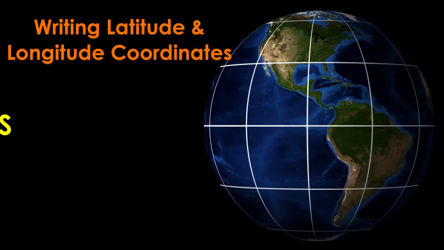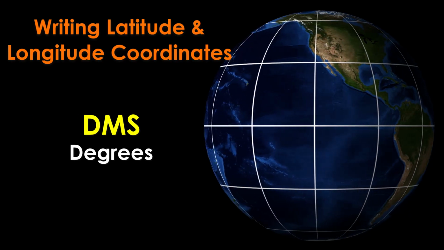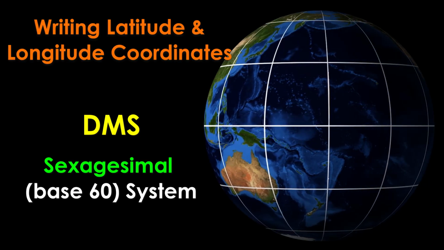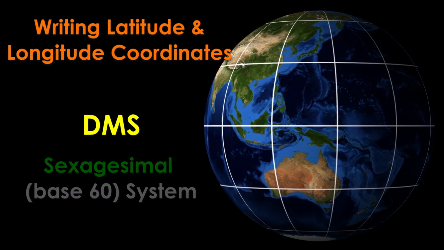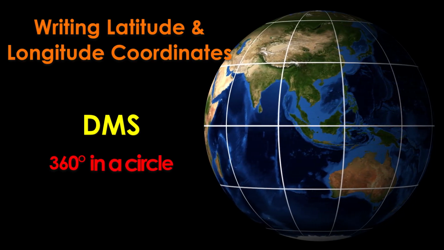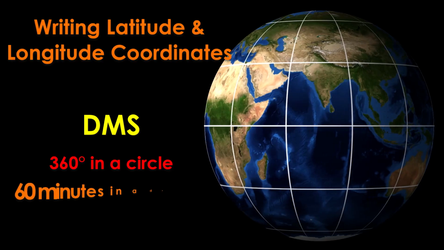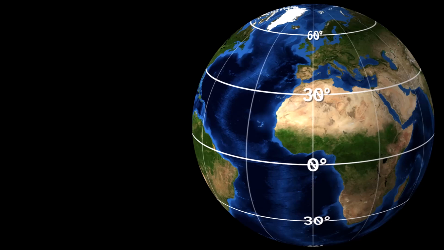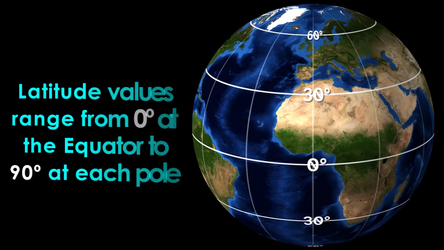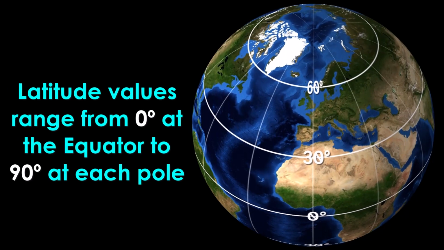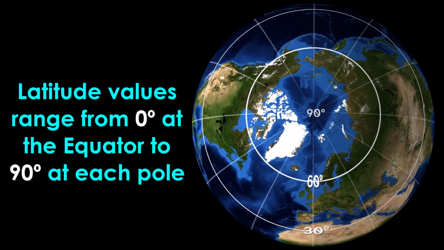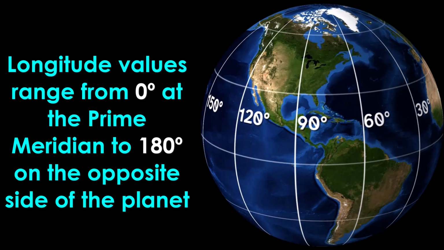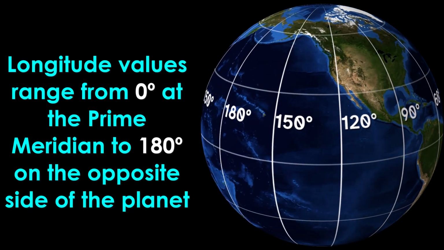The first is DMS, which stands for degrees, minutes, and seconds. DMS is a sexagesimal system, meaning it's based on the number 60. In this system, there are 360 degrees in a circle, 60 minutes in a degree, and 60 seconds in a minute. As you will recall from an earlier video, latitude ranges from 0 degrees at the equator to 90 degrees at each pole, while longitude ranges from 0 degrees at the prime meridian to 180 degrees on the opposite side of the planet.